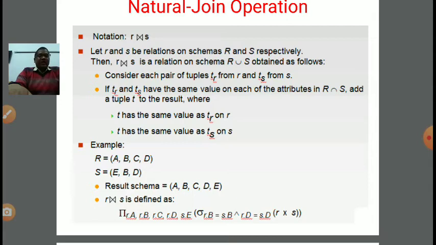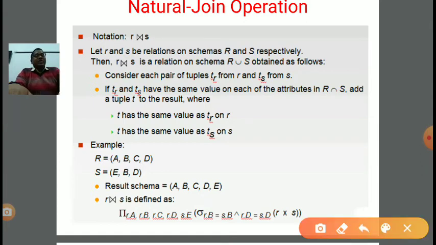Similarly, D is also picked from R. Now, E is not present in R, so E will be new. Clear? It is a new attribute, so it will be picked from the S relation. So S of E. Now the condition is sigma of R of B is equal to S of B and R of D is equal to S of D. These are the default conditions. If you apply them on the Cartesian product, this will give the natural join operation.